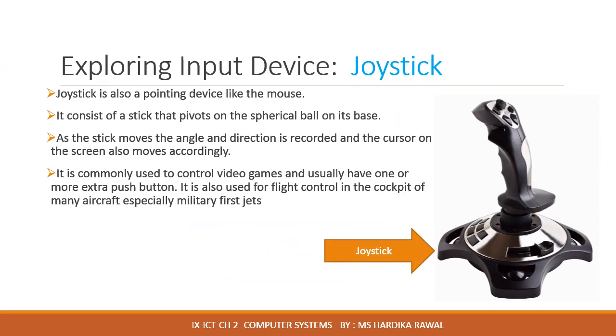Next input device is the joystick. The joystick is also a pointing device just like the mouse. It consists of a stick that pivots on a spherical ball on its base. As the stick moves, the angle and direction is recorded and the cursor of the screen also moves accordingly. It can move to the right, left, forward and backward direction.